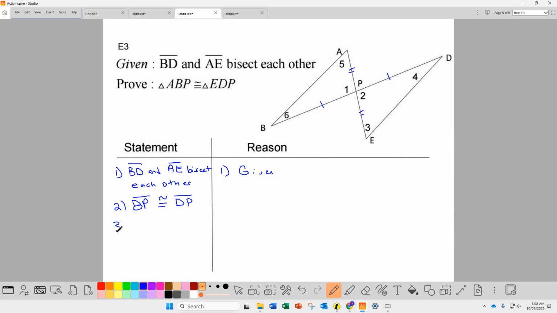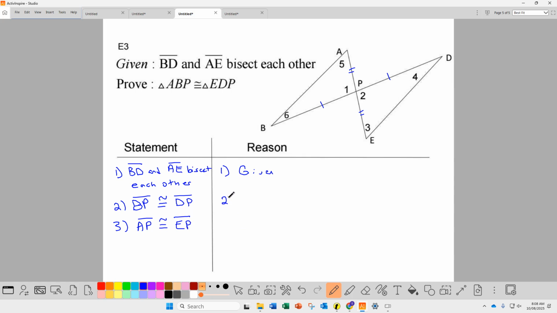Number three is going to be the same thing. We'll put reasons in a second because the reason's the same thing for both of them. The other two that are going to be congruent are what and what? What else did we mark congruent, guys? AP and what? AP and EP, PE, doesn't matter.